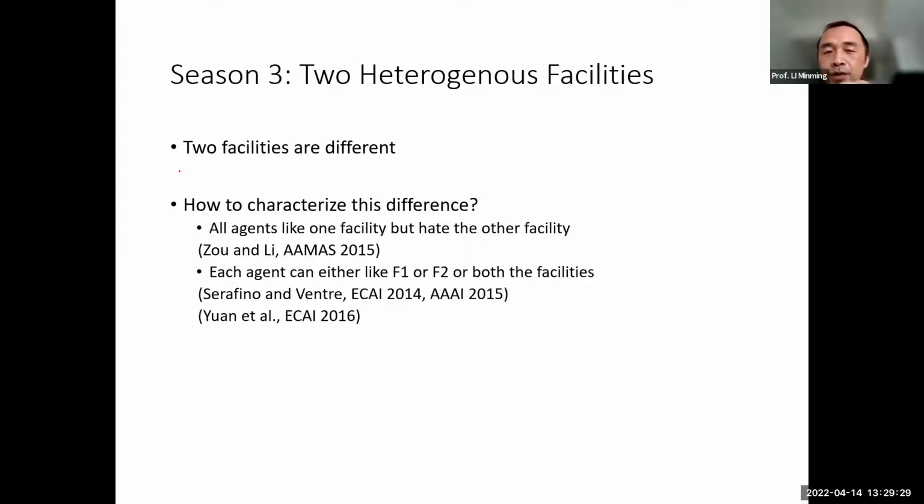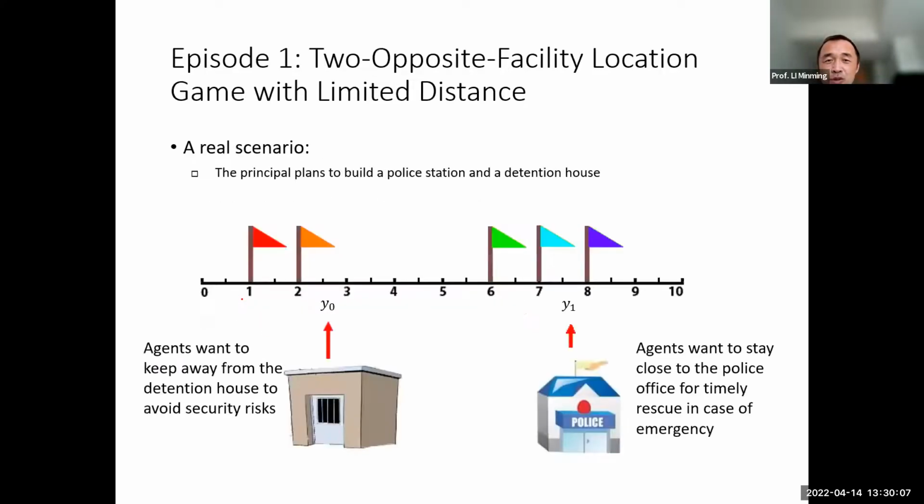Now, next season, we are talking about heterogeneous facilities. Earlier, if you have 2 facilities, for example, we assumed they are the same, but now we can assume they are different, right? And there are several lines of work here. One line is in our AAMAS paper, the paper which contains the results of the dual preference. We also have another model. And the other line is initiated by Serafino and Ventre in their paper, and later on, we have a follow-up one that extends their model. Let me introduce these 2 stories.